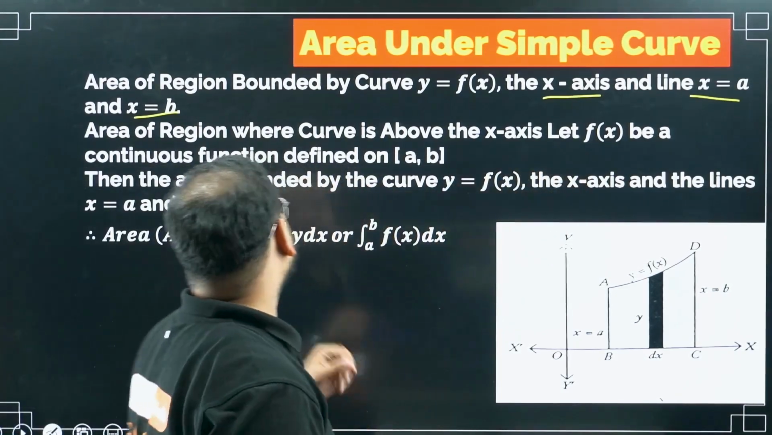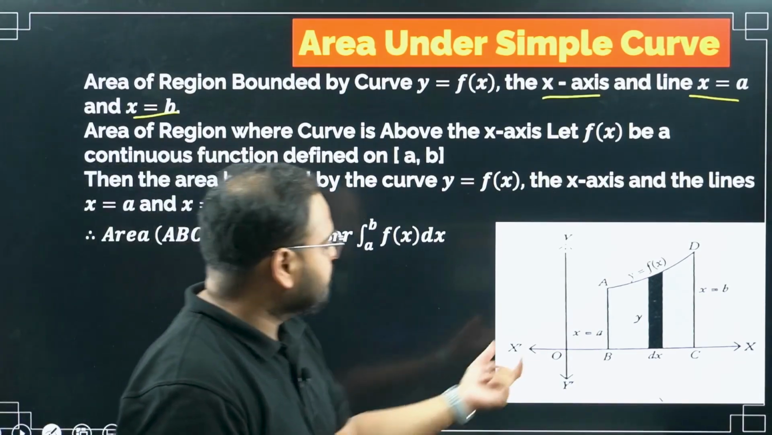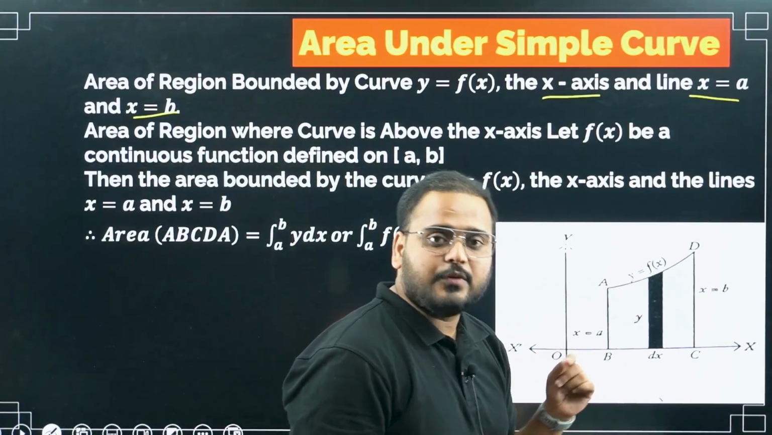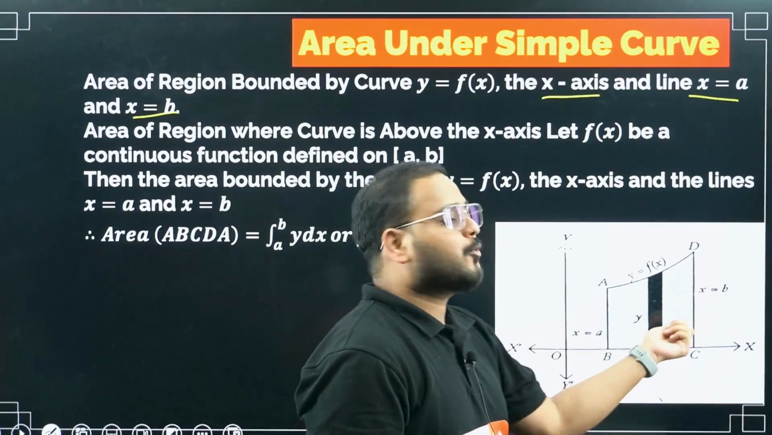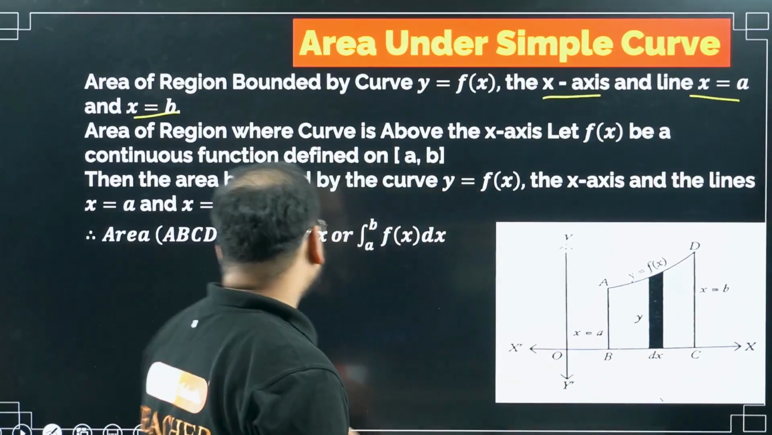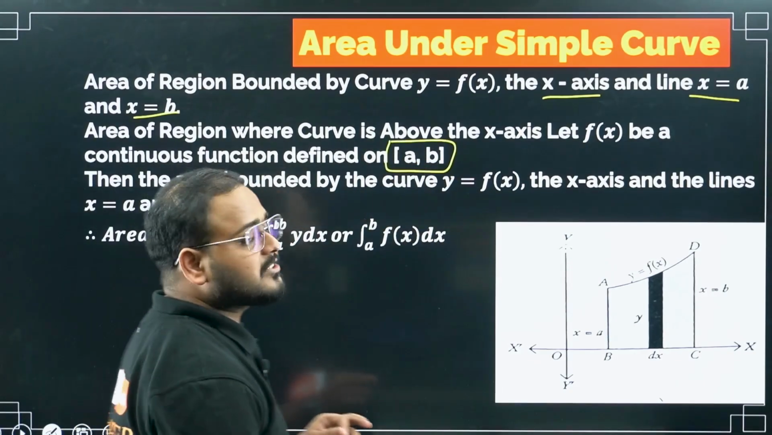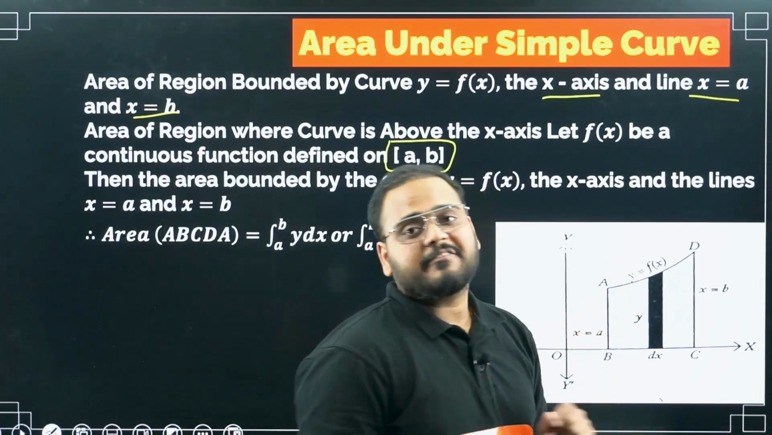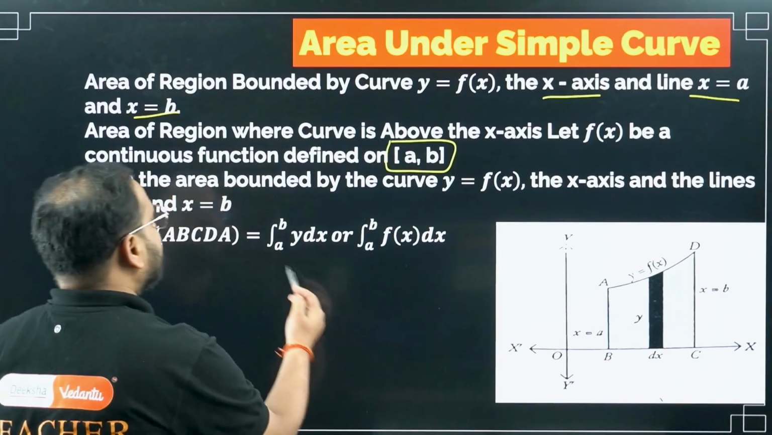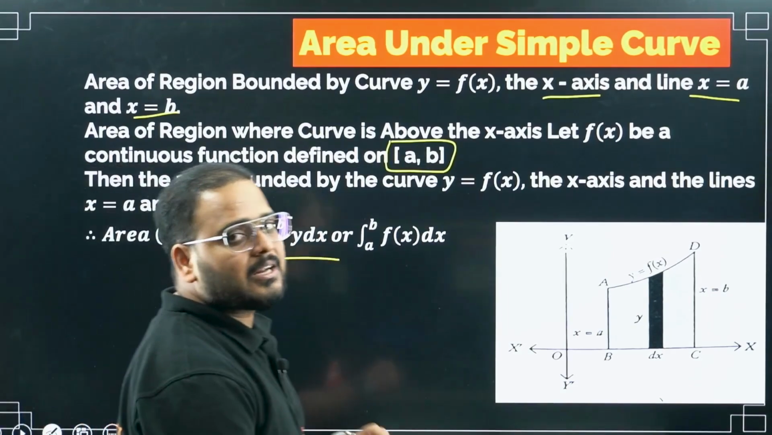So, area of the region where the curve is above the x-axis. Let f(x) be a continuous function, meaning f(x) is given continuous in which interval? In the interval a to b, the closed interval. If the function is given continuous, then we can find the area using what? Integration.